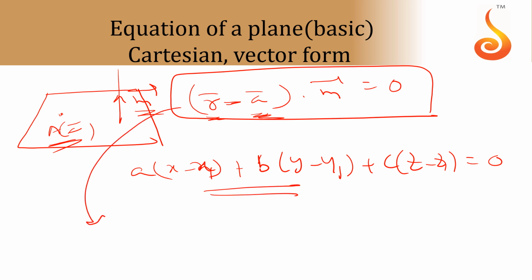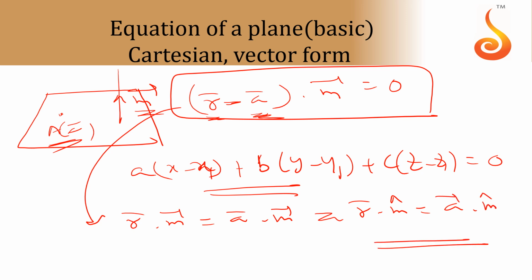Then this you can convert r bar dot m bar equal to a bar dot m bar, which can be written as r bar dot m cap equal to a bar dot m cap. So you can convert like this into normal form also. You have to see whether a bar dot m cap is a scalar which is negative, that minus sign you have to give to m cap, because in the normal form right side should be always positive as it is the perpendicular distance from origin.